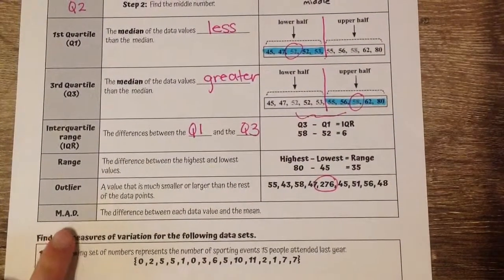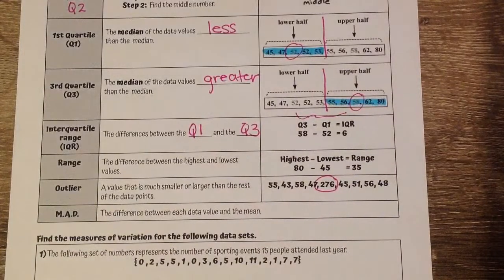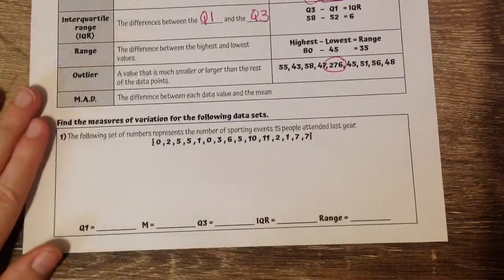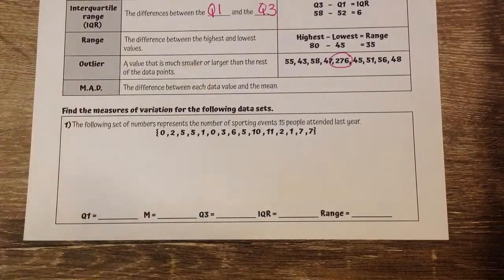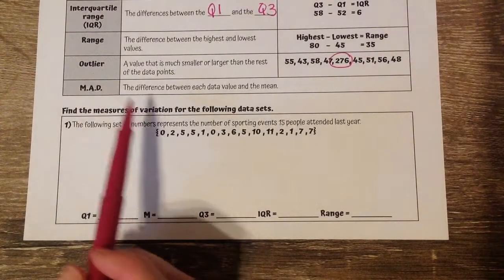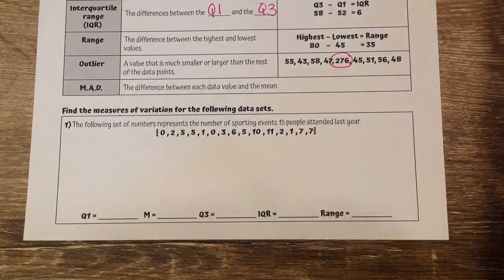And then the MAD is our mean absolute deviation. We're not going to work on this yet. It is a measure of variation. We're going to be doing that separately just because it's a longer process in lesson 4. So let's move into an example here. Find the measures of variation. So again, right now we're not finding the MAD, we're just finding the other measures of variation.